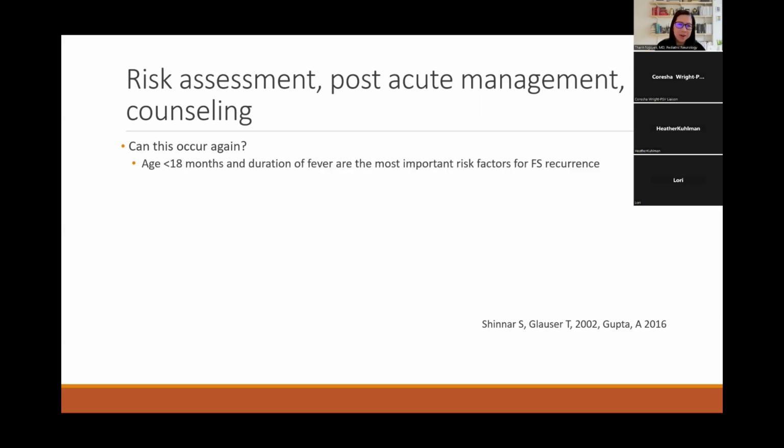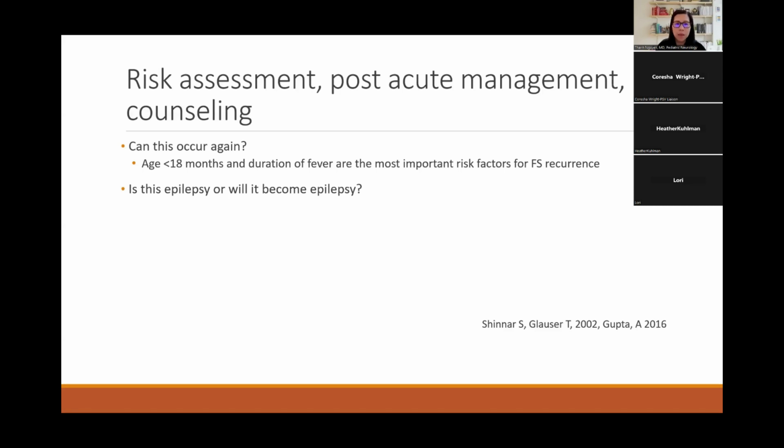And yes, it can recur. And unfortunately, the younger the age of onset, the higher the risk for febrile seizure to recur. And remember, particularly if they are in this age range, in those winter months, febrile seizures tend to recur, and they can go up to about 70% of recurrence.